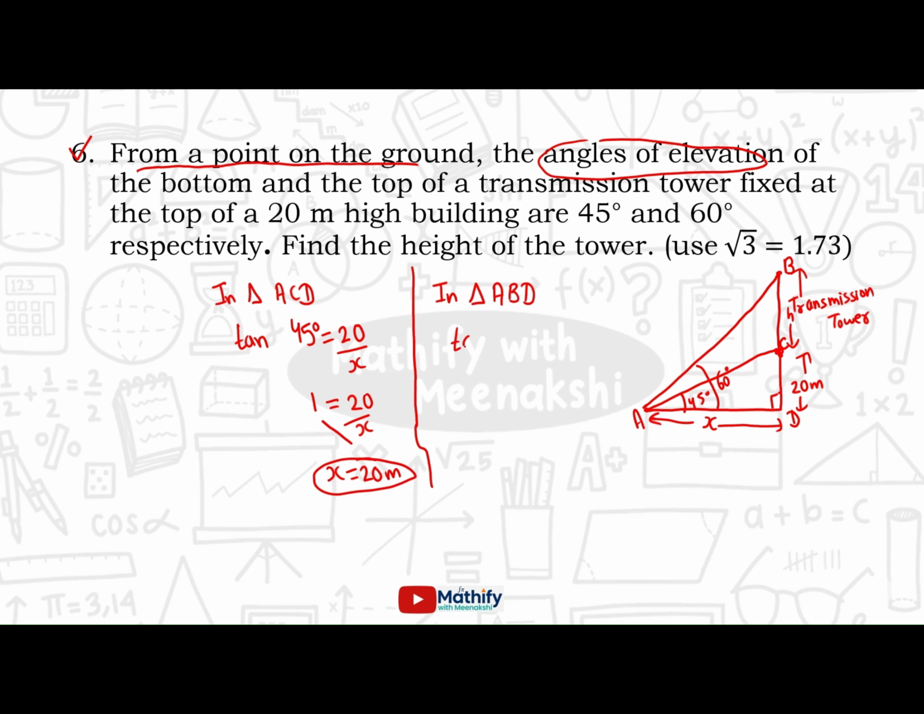In ABD, again we'll use tan. Tan 60 degree is equal to P by B. That is H plus 20 by x. What is tan 60? It's root 3. H plus 20 by 20. Again do the cross multiplication. 20 root 3 equals H plus 20.